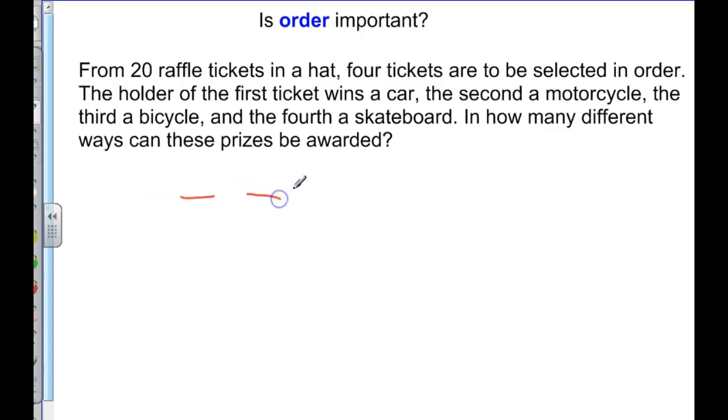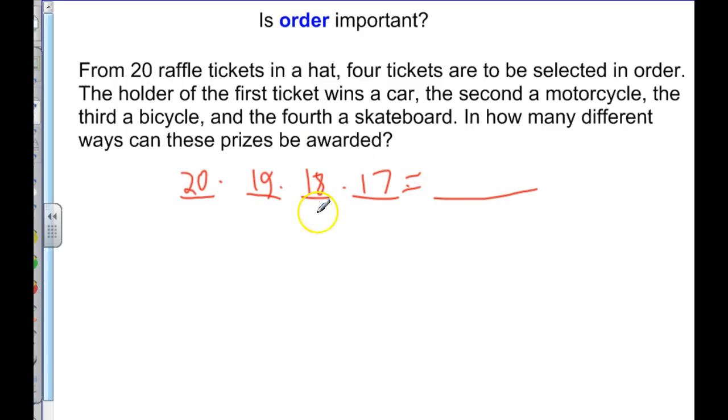It looks like we're making 4 choices here. There are 4 prizes. The car is first, and so that would be 20 different people that have the option of winning it. Next the second is a motorcycle, so 19. And the third is a bicycle, which is 18, and the fourth is a skateboard, 17. After you give away 1 prize, that determines the next. Multiply that in your calculator, and you get an answer.